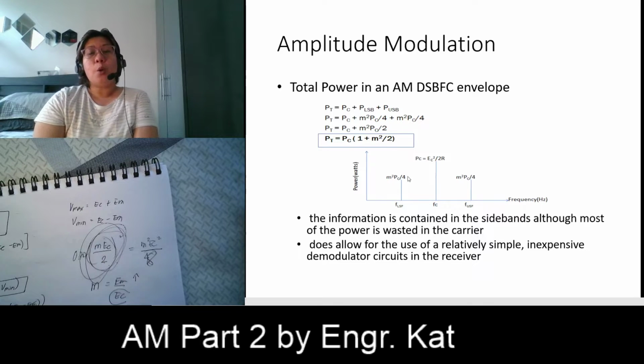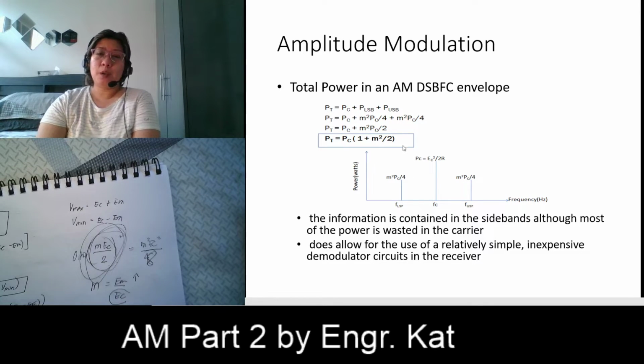As you can see, where is your information? Of course, the carrier doesn't include any information. So, the information lies in the sidebands because that is where your modulating signal is. Remember, your information is your modulating signal, and your modulating signal is only seen at the sidebands. There is no modulating signal at the carrier.